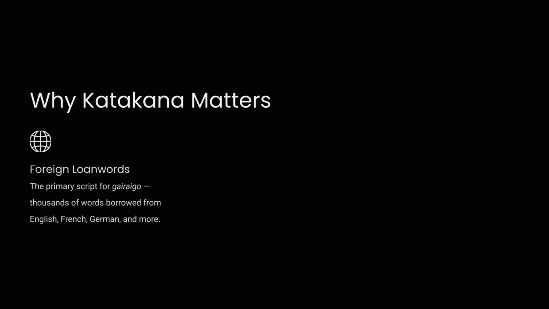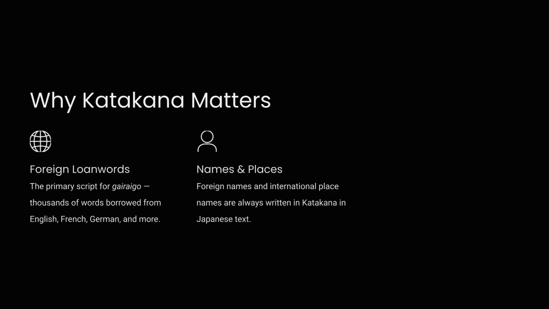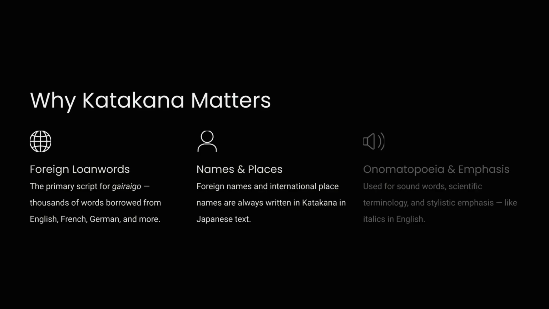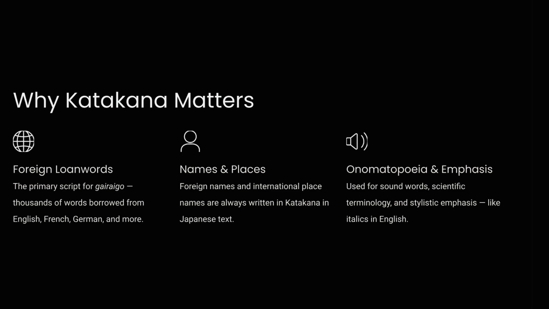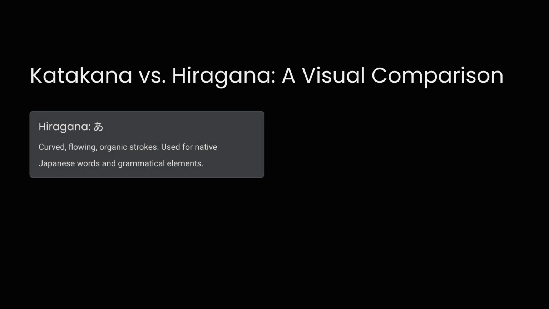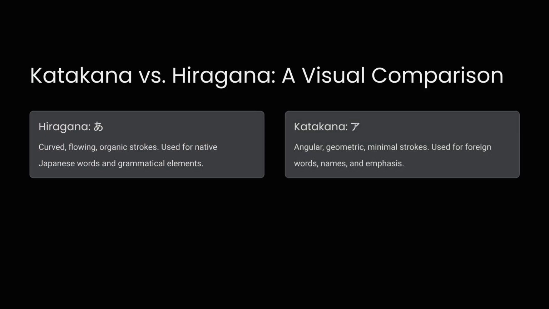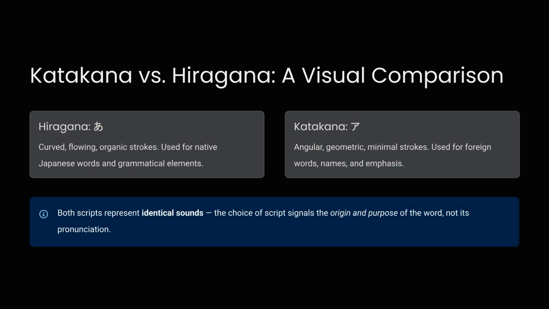Katakana matters for three main reasons: foreign loanwords, known as gairaigo, names and places, as foreign names are always written in katakana, and onomatopoeia and emphasis, where it's used for sound words or stylistic emphasis, similar to italics in English. Comparing katakana to hiragana, we see hiragana uses curved flowing strokes for native Japanese words. Katakana uses angular geometric strokes for foreign words and emphasis. Remember, both scripts represent identical sounds. The script choice signals the word's origin and purpose, not its pronunciation.